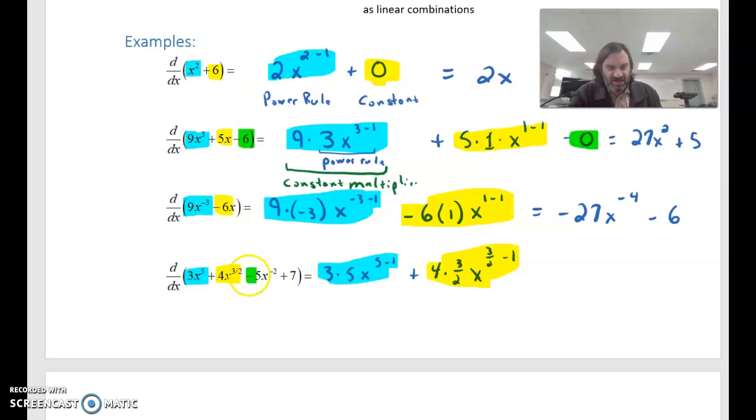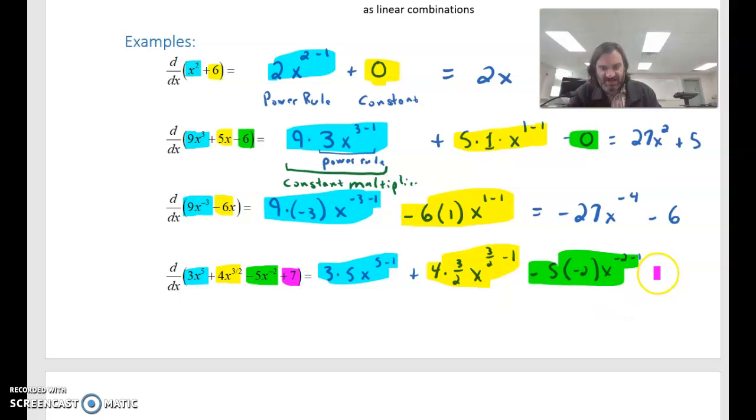And then the minus 5x to the negative 2. So the negative 5 will be the coefficient that stays. The negative 2 will come out front, and it'll be x to the negative 2 minus 1. And then the 7, the nice little 7, will just go to 0.